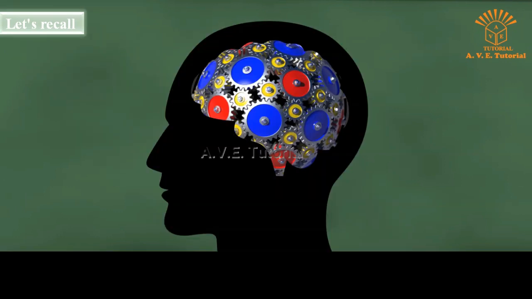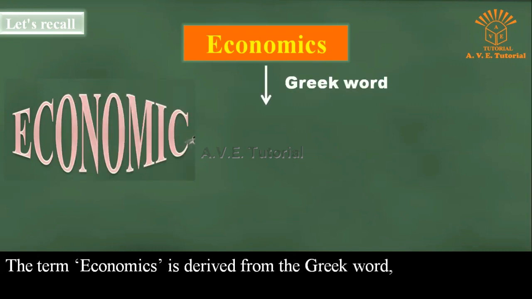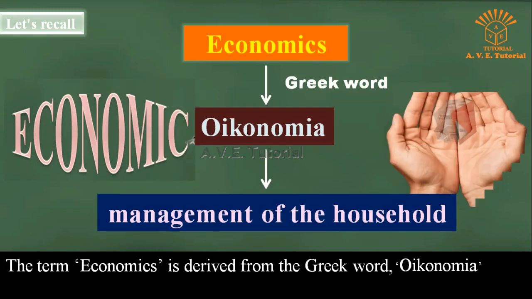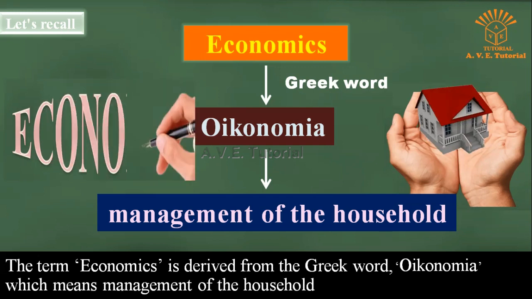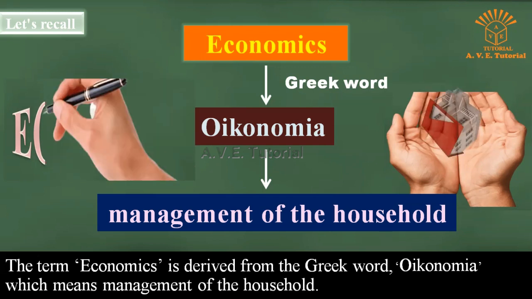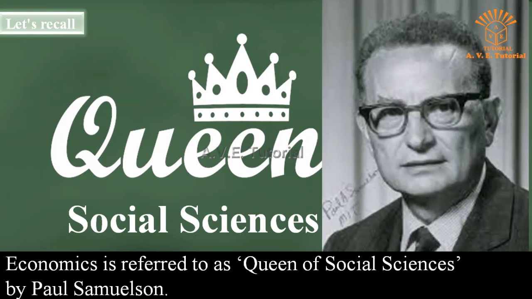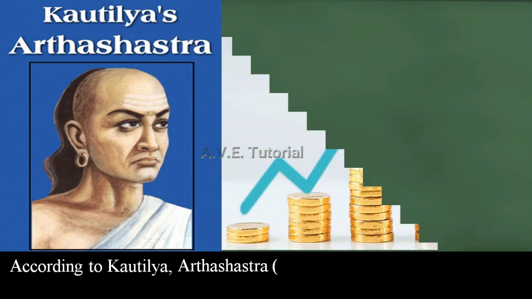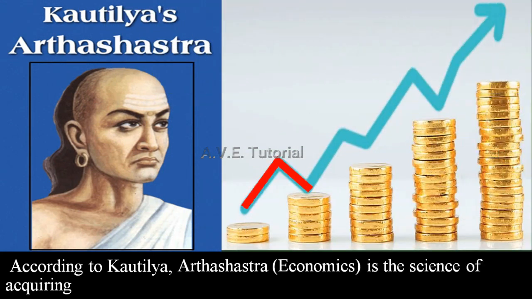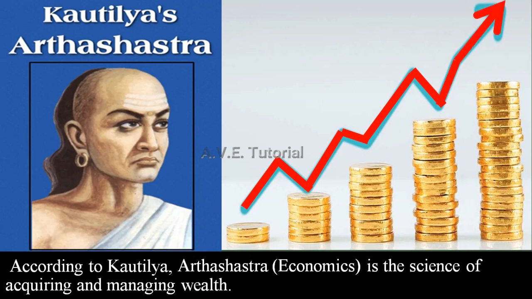Let's recall. Let us see the meaning of economics. The term economics is derived from the Greek word oikonomia, which means management of the household. Economics is referred to as Queen of Social Sciences by Paul Samuelson. According to Kautilya's Arthashastra, economics is the science of acquiring and managing wealth.